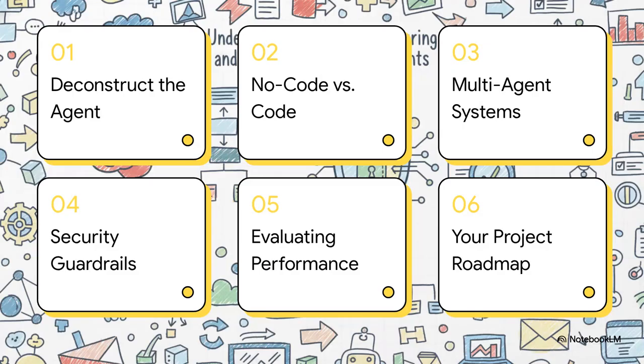Okay, so here's our roadmap for this explainer. First, we'll deconstruct the agent, then weigh no code against coding frameworks, dive into multi-agent systems, establish those absolutely crucial security guardrails, evaluate performance, and finally wrap up with a concrete project roadmap. Let's get right into it.